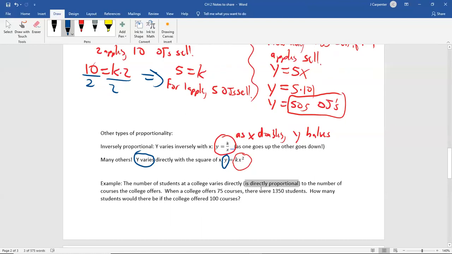So the number of students is directly proportional to the number of courses. I think that makes sense. The more students you have, the more courses you're going to have to offer. That at least makes some type of sense. Does it mean that if you double the number of students, the number of courses you offer has to exactly double? Honestly, in the real world, not quite, but it's close enough that we're going to say it's proportional, at least in the sense of this problem.